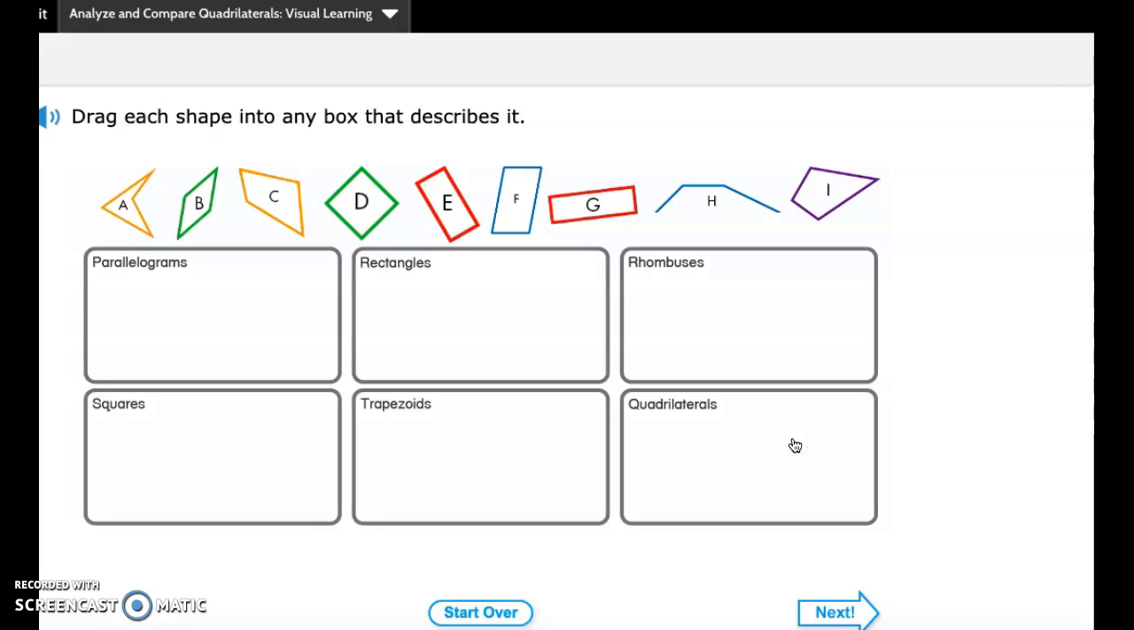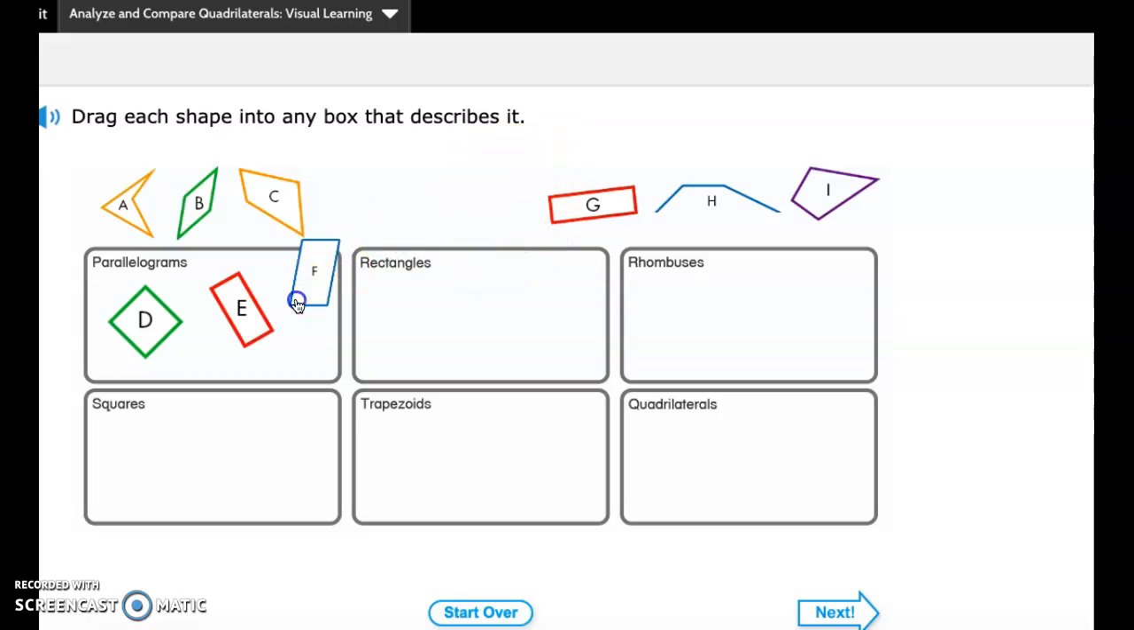So now we're going to drag each shape into the box that describes it. Remember, a parallelogram has two sets of parallel sides. So I'm looking at A, B, C, D, E, F, G, H, and I. D has two sets of parallel sides. E has two sets of parallel sides. F has two sets of parallel sides, and G has two sets of parallel sides.